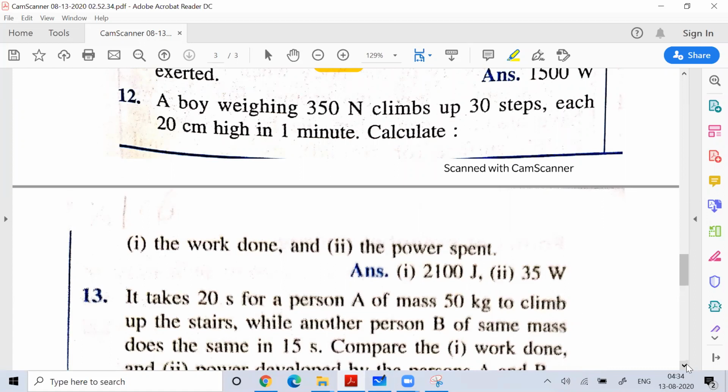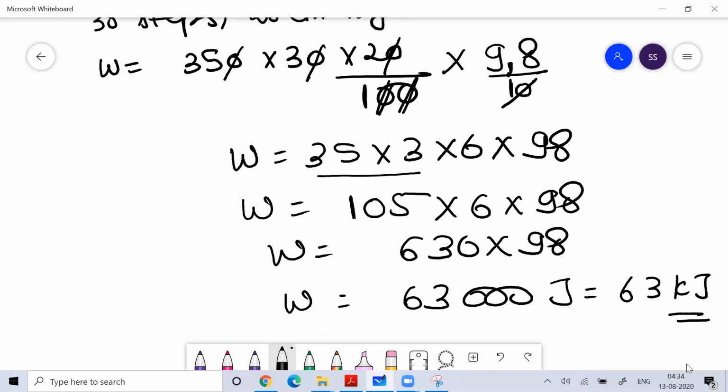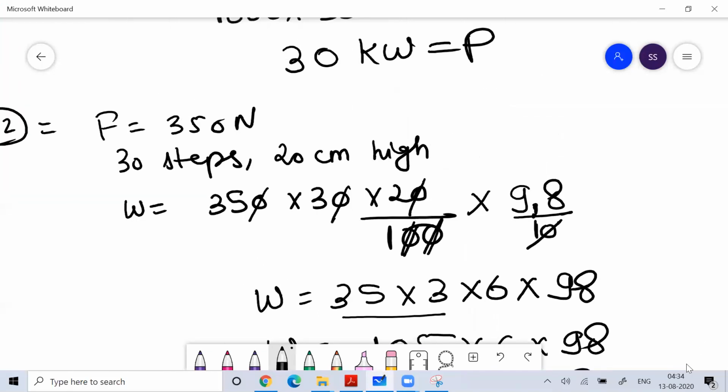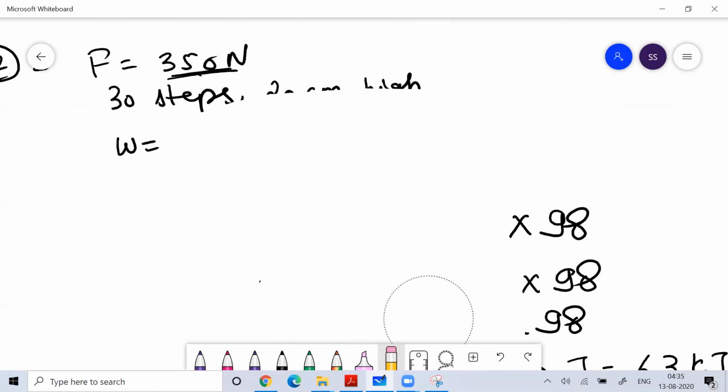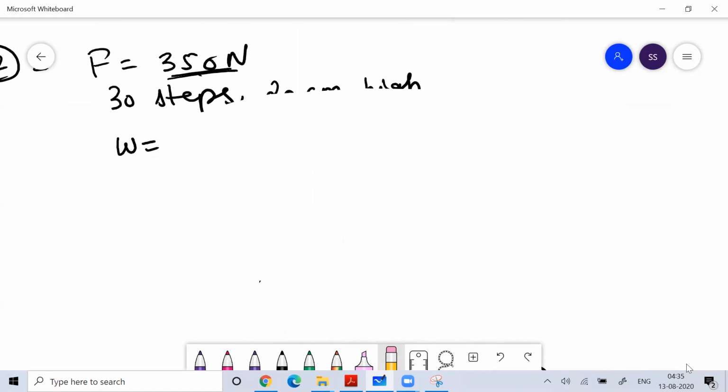30 steps, 20 centimeter high, in 1 minute. Find the work done and the power spent. This is mg, so force is 350. Okay, sorry, that force is given to you, so no need to multiply with g. The mass is not given, but the force is given to you. Here I did not notice, they gave you the force.